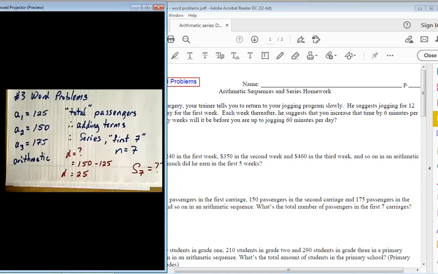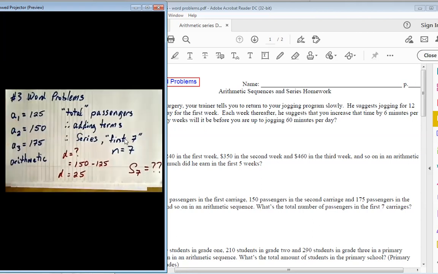We had our 1, 2, 3 from our question there. Arithmetic, keyword of total passengers, which means we're adding terms, which means we have a series. That's what we're looking for. Series of what? The first 7 terms for 7 carriages. So N is 7. And with all these situations, we need to find what D is. So just a little side calculation there to get that D is equal to 25.